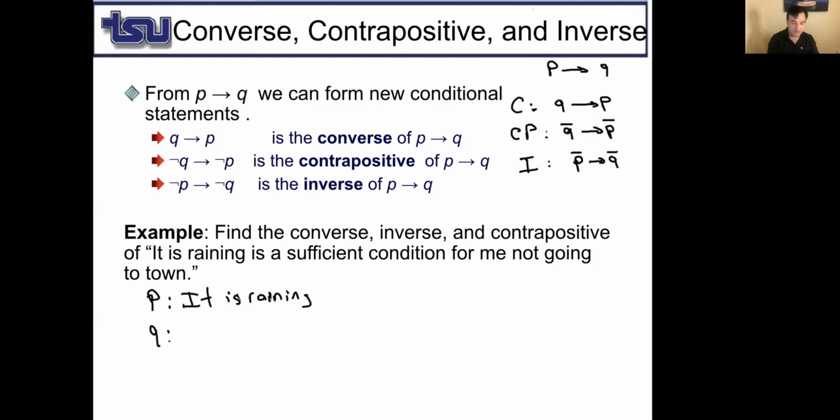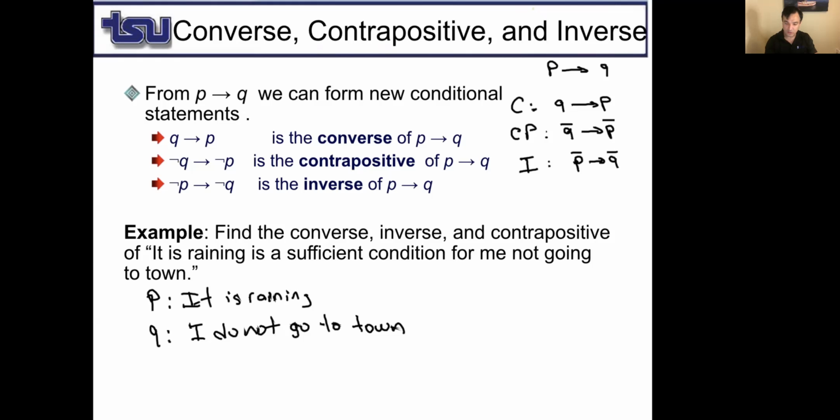And Q is I do not go to town. So if it is raining, then I do not go to town. Okay. So it is raining is a sufficient condition for me not to go to town. So what is the converse? Converse is Q implies P. That means if I don't go to town, then it is raining.